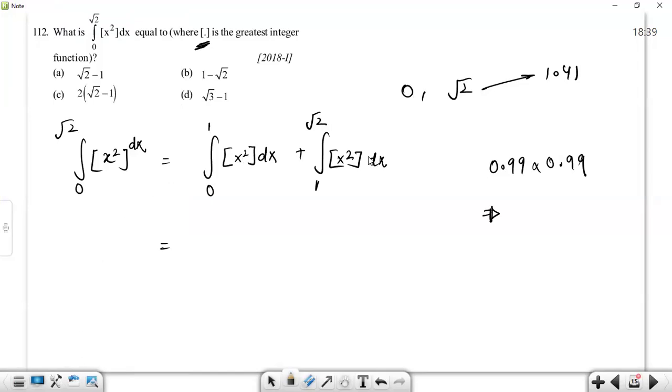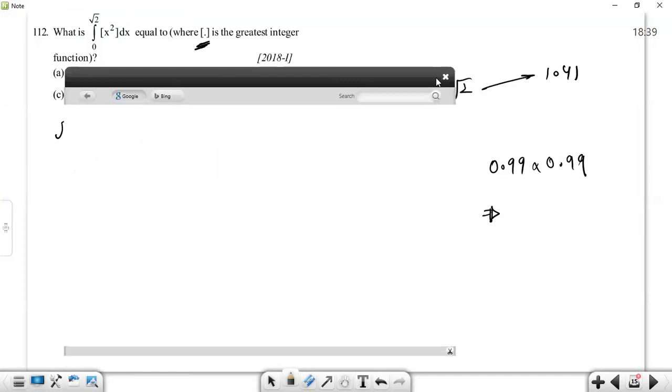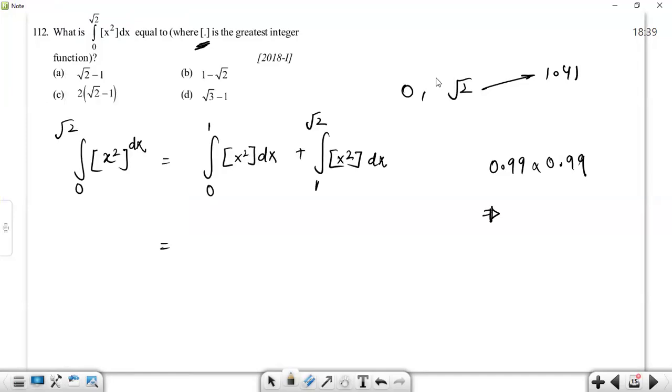Anyway, even 0.99 square will be 0.98 only. Okay, 0.9801. So the moral of the story is its greatest integer function is always going to be 0.